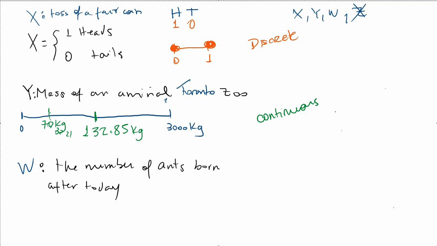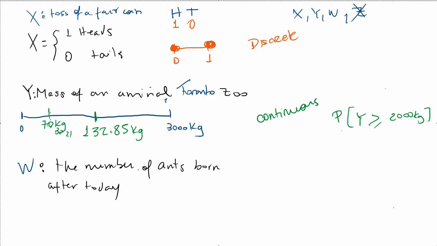So I can now answer questions such as this: what's the probability that the mass of an animal in the Toronto Zoo is bigger than or equal to 2,000 kilograms? See how simple the notation is now? It's just P of Y, which represents the mass of the animal, bigger than or equal to something. Okay? So I can ask questions about my experiment in an easier way.